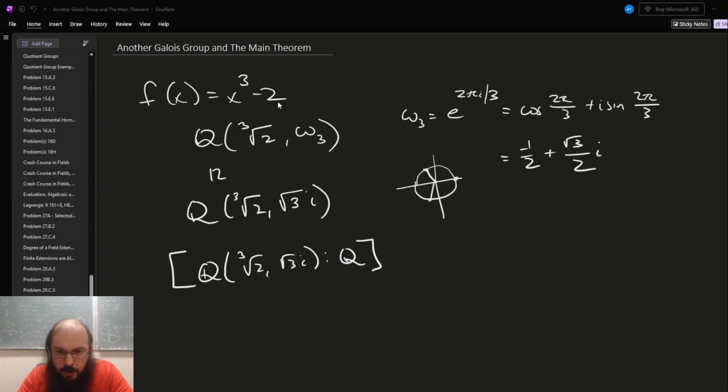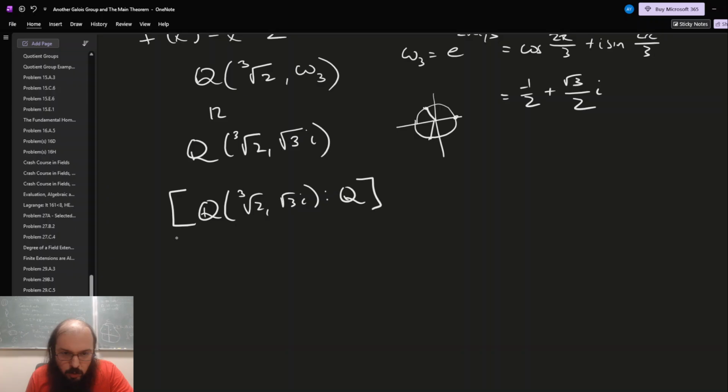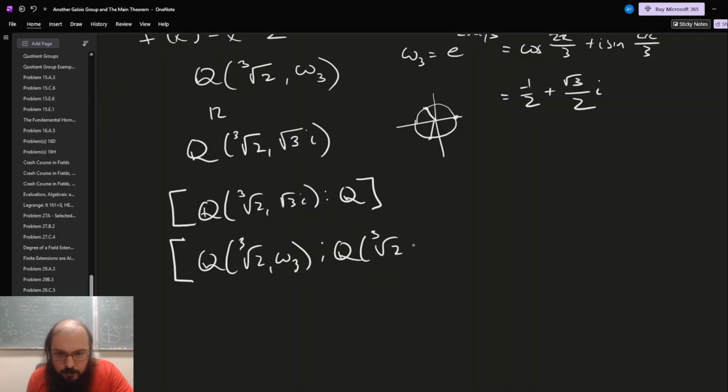On the other hand, we can work out using the tower law. Like I could separate, let's go back to this version, right? Since these fields are the same, let's use the original version. Q adjoin cube root of 2 and also omega 3. Let's think about that as just over Q adjoin cube root of 2. Is that the way I want to go?